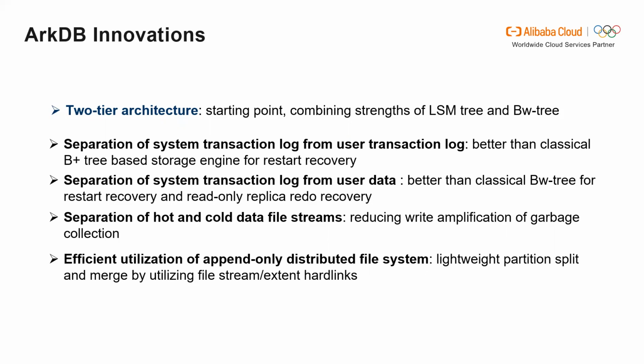Third, separation of hot and cold data file streams. This helps reduce write amplification of garbage collection. Last, it utilizes file stream hard links to avoid storage duplication for partition split or merge. Partition split or merge involves cutting or stitching of B+ tree boundary pages, and they are very lightweight.